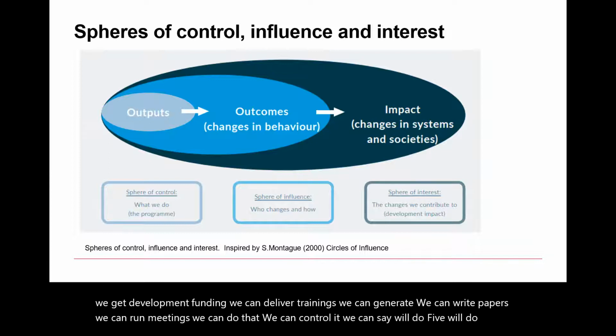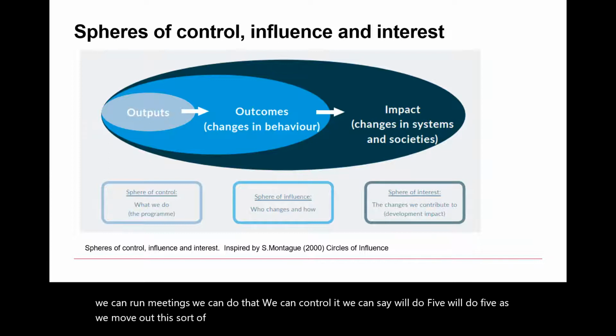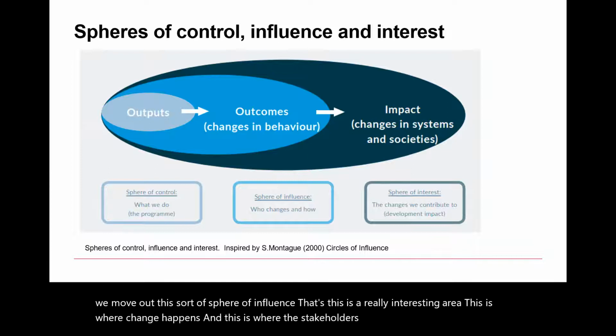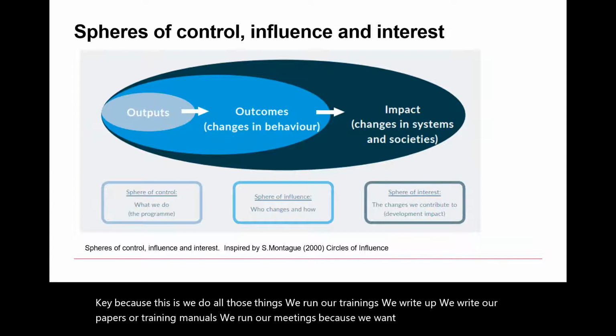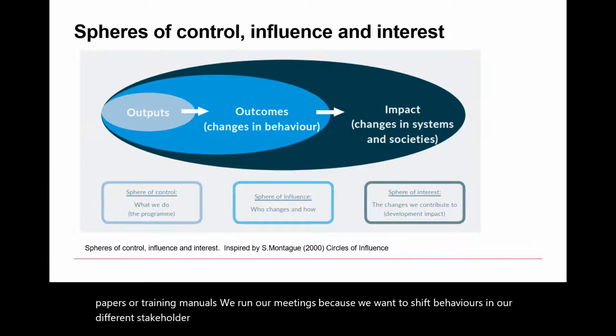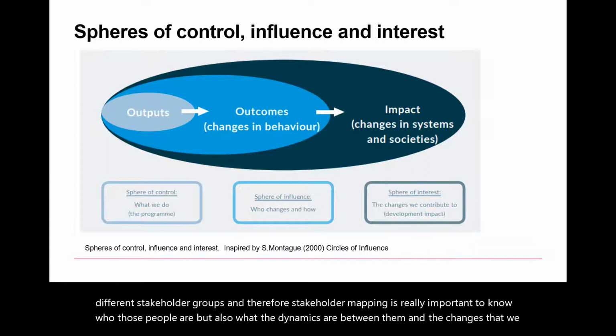As we move out to the sphere of influence, this is a really interesting area. This is where change happens, and this is where the stakeholders are really, really key. We run our trainings, we write our papers or our training manuals, we run our meetings because we want to shift behaviors in our different stakeholder groups. Therefore stakeholder mapping is really important to know who those people are, but also what the dynamics are between them and the changes that we hope to see. And so that's the focus today.